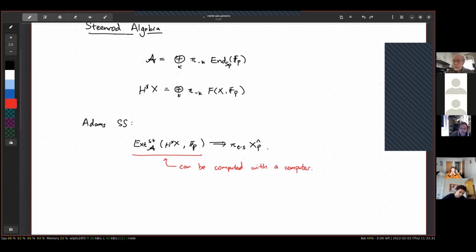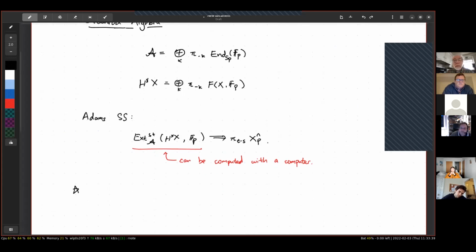And the computer doesn't just tell us what this is as a group. If it just does that, it will be pretty useless. What it actually gives us is the product structure. So there's a product structure, and the Leibniz rule. And combining these, we can use it to compute lots of differentials.